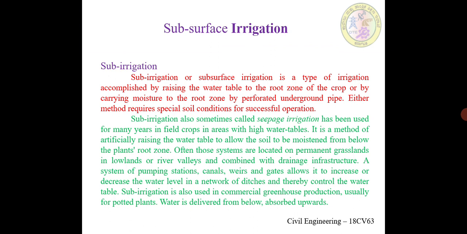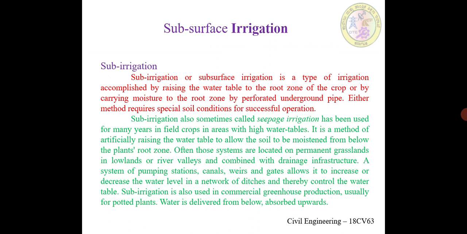Sub-irrigation, also sometimes called seepage irrigation, has been used for many years in the field to raise the crops, wherein we have high water tables. It is a method of artificially raising the water table to allow the soil to be moistened from below the plant's root zone.